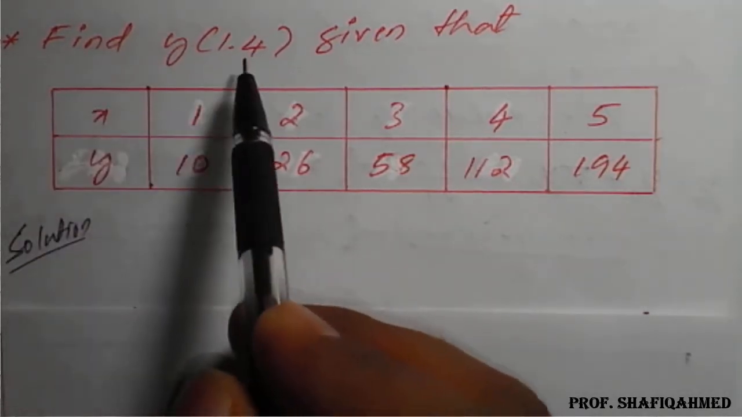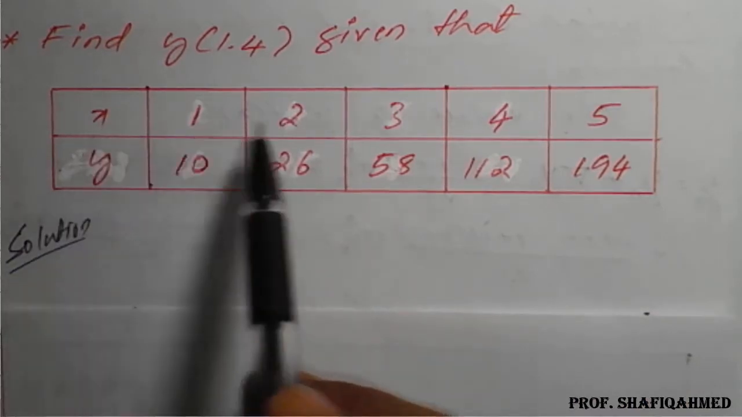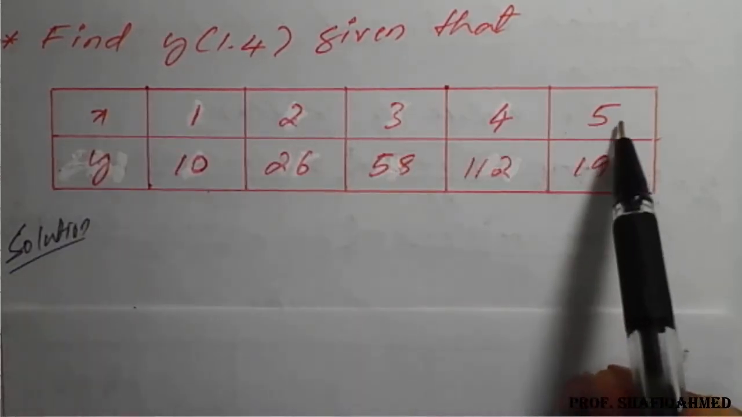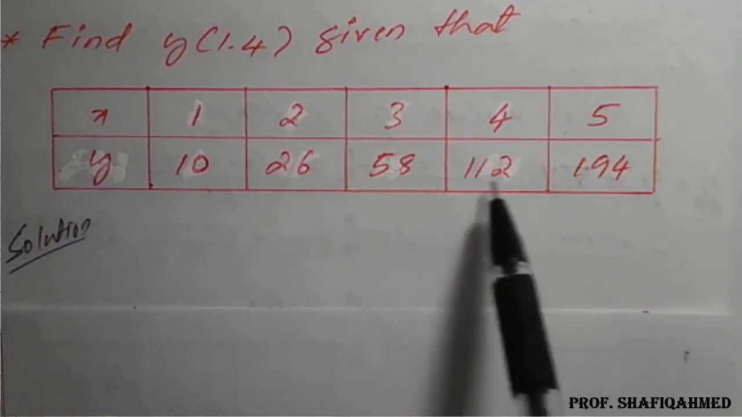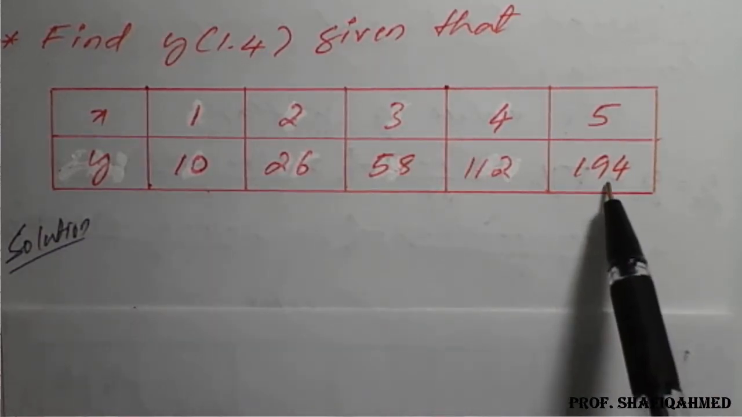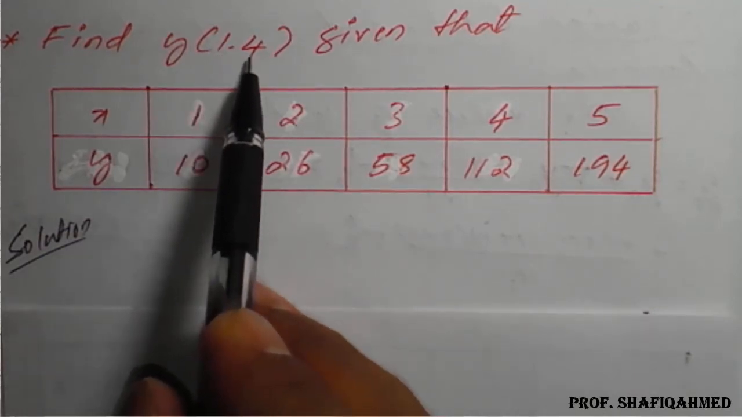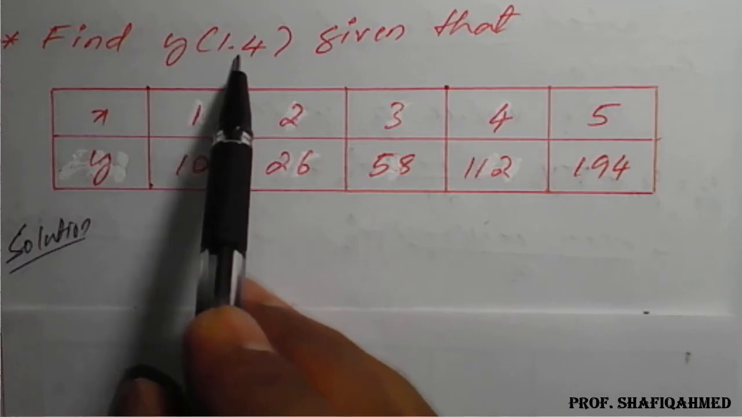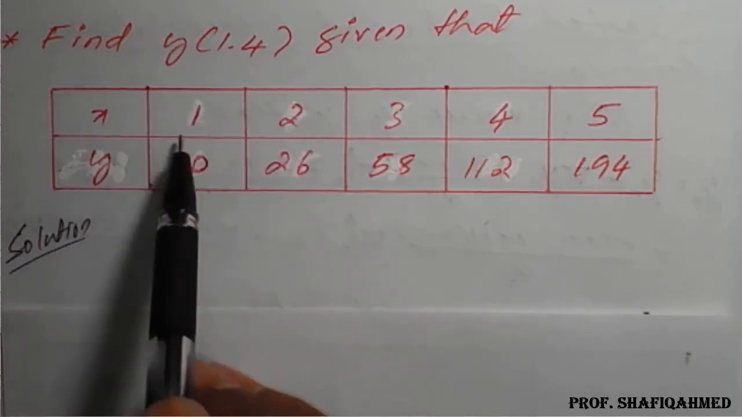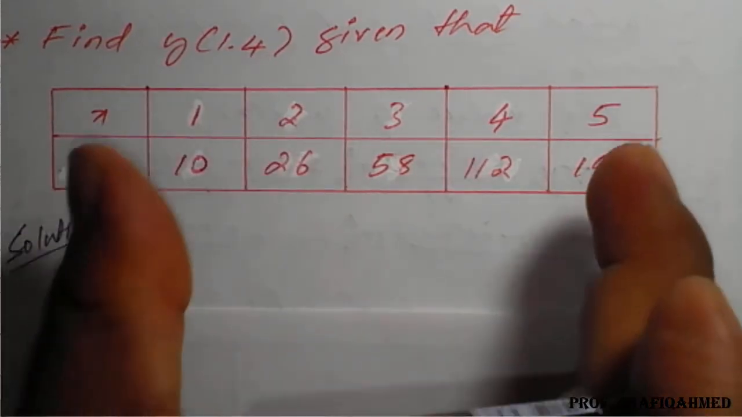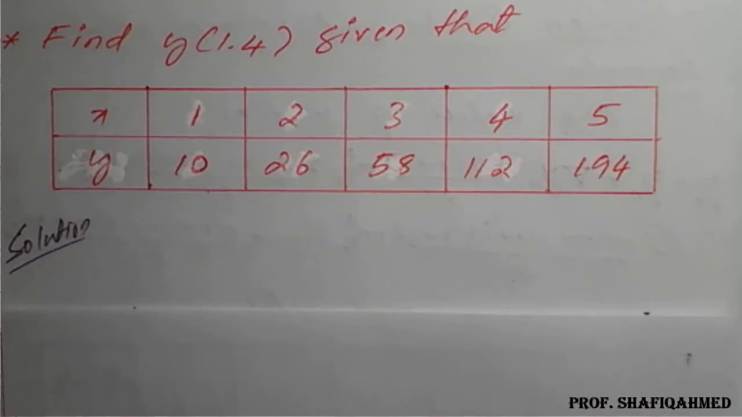Find y of 1.4 given that x values are 1, 2, 3, 4, 5, and y values are 10, 26, 58, 112 and 194. What they have asked, y of 1.4, means this is a value of x. So 1.4 is lying between 1 and 2, so it is inside the range only. Inside the range means it is interpolation.